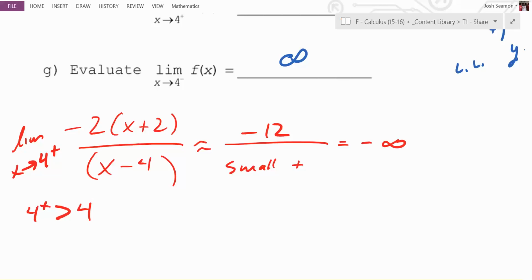Now, if you go from 4 from the left, what's the only thing that changes? The sign. So instead of a small positive number, it's going to be a small negative number. And then you have a negative over negative, so instead of negative infinity, it's going to be positive infinity. Size is completely relative. We think of 12 as not that big, right? Well, 12 can be infinitely bigger than many things, or a lot bigger than many things.